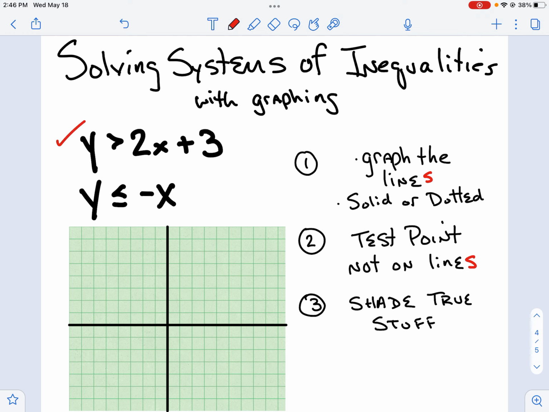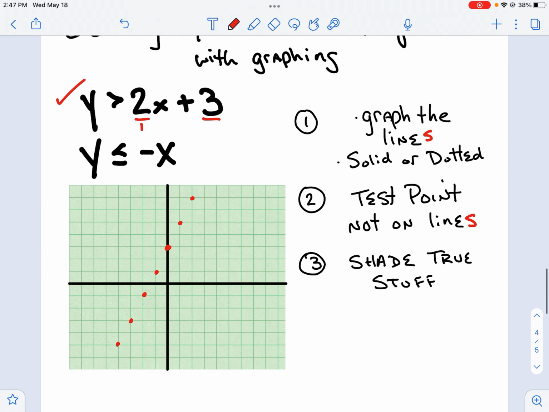So let's get started. I'm going to go ahead and graph this first one using red, and then I'll pick a different color for the second one. So graphing this, y is greater than 2x plus 3. Relying on some previous knowledge, I'm going to begin at my y-intercept and then follow the slope of 2 over 1. And I'm going to give myself some dots that follow that exact pattern. All right, there we go.